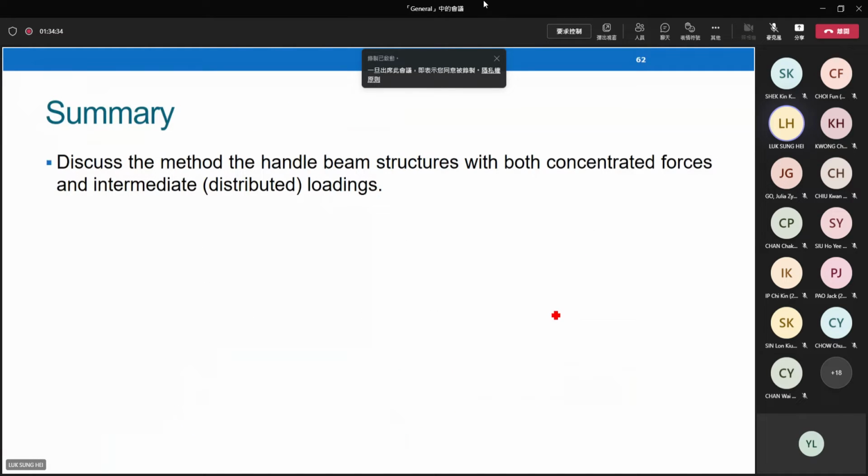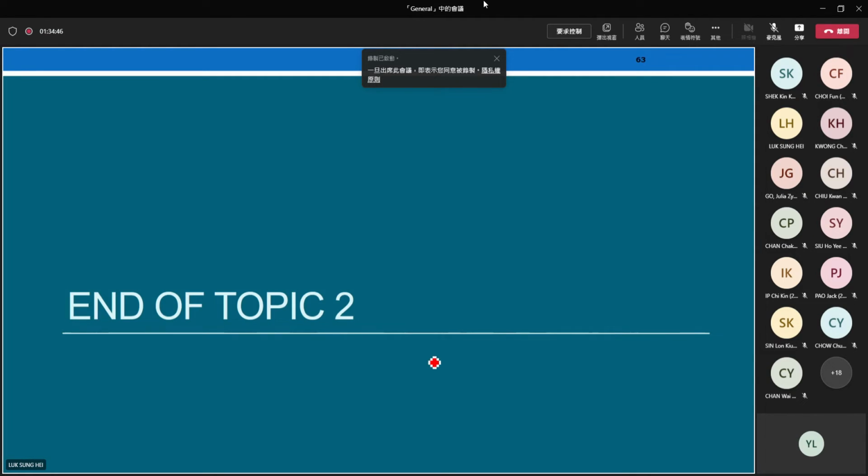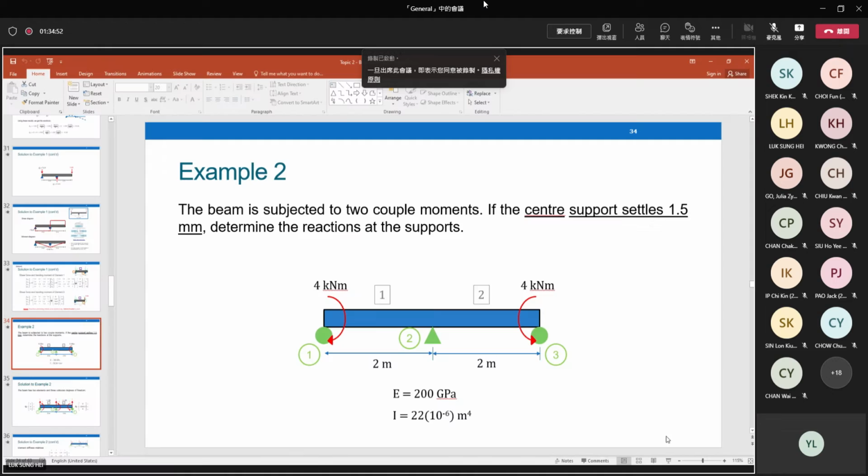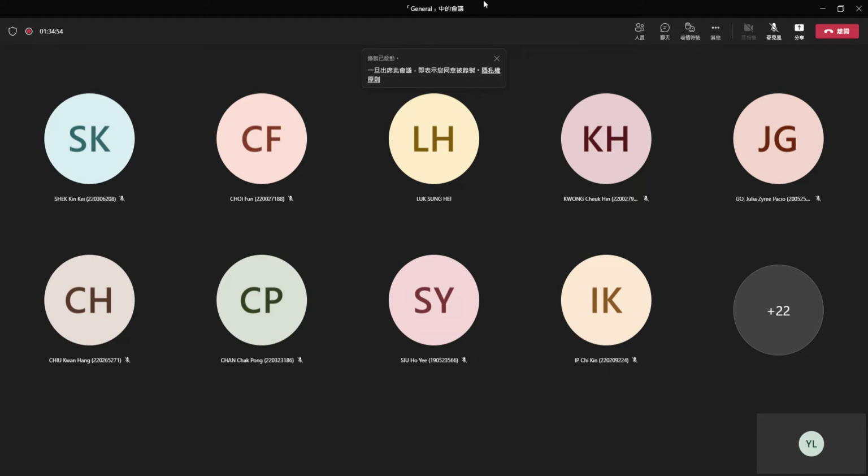So, summary: for these sections, we handle problems with intermediate loadings. So this is the end of this topic. So we finished the second chapter, the second topic, beam analysis.